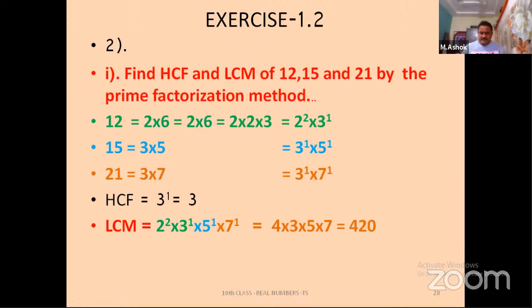So practice the remaining sums. So with this, I conclude my class, today's class.